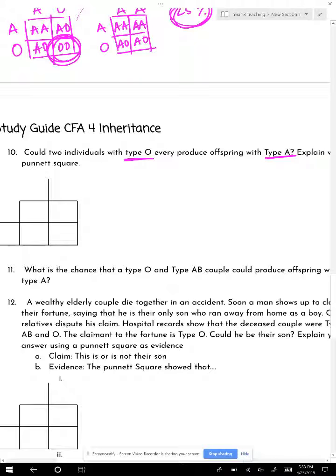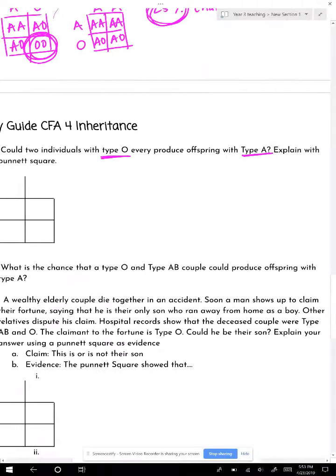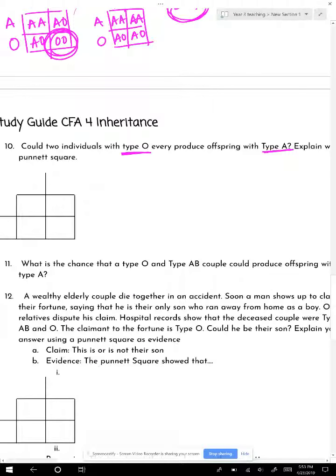So let's go ahead and read this question. It says, could two individuals with type O ever produce offspring with type A? Explain with a Punnett square. So if you were a type O, pretty much you got to be OO, right? If you're type A, you got a couple options. You can be capital AA, or a capital AO. Very similar to what we talked about last time.